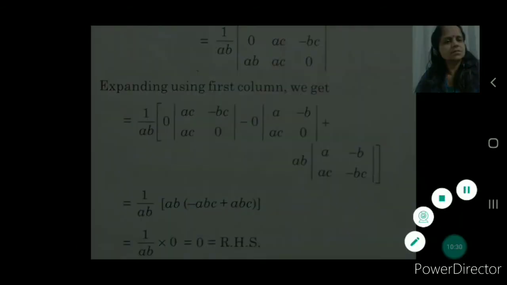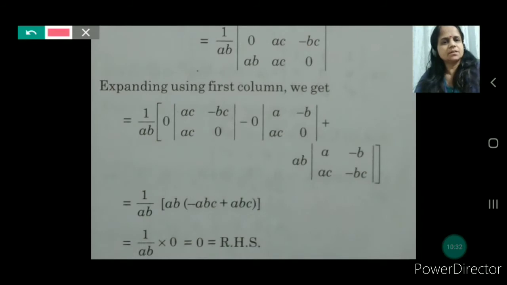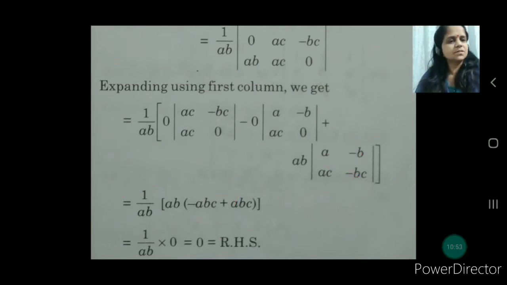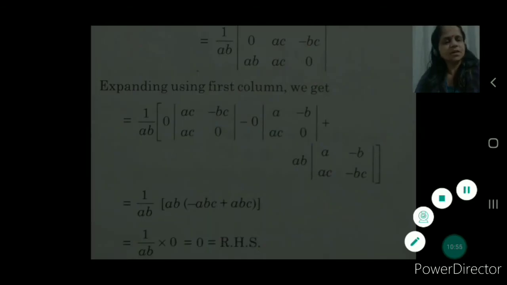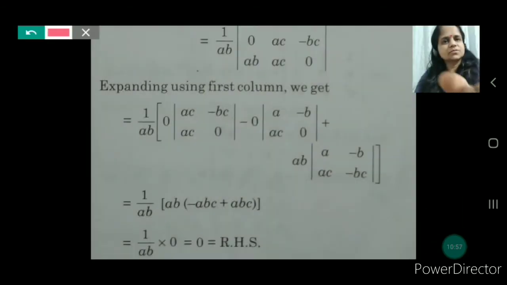Okay students, here 1 by AB. And here A multiplied with minus BC, so it is minus ABC. Now AC multiplied with minus B, but we have to take the minus sign, it is already minus, so take here plus ABC. It is minus ABC plus ABC, it makes 0. Now move on to the next question.